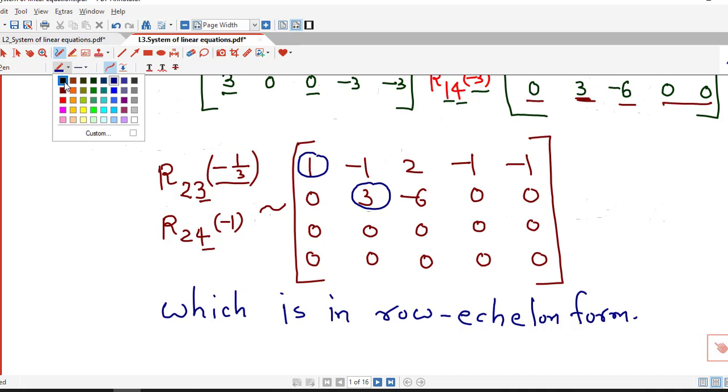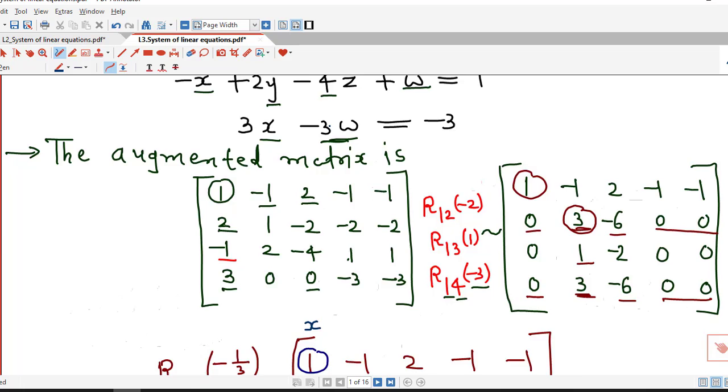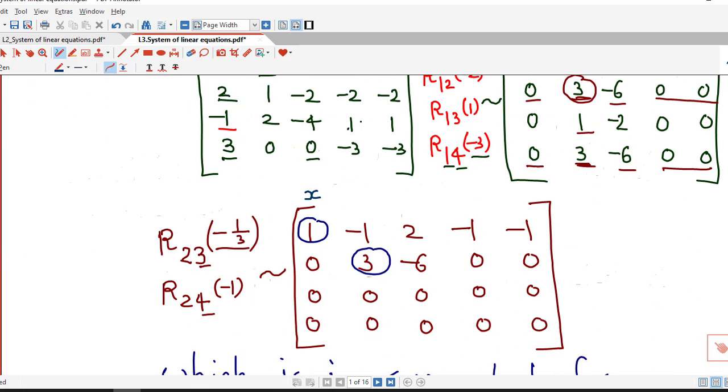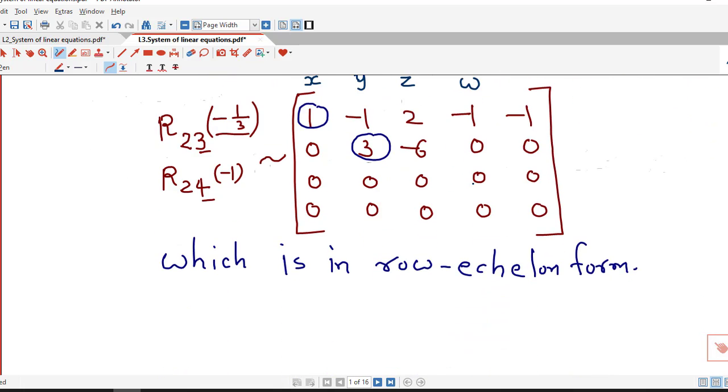And we know that the first column corresponds to coefficients of x. Here first column is for coefficients of x, then second column for y, third and fourth for z and w. So second column corresponds to coefficients of y, third for coefficients of z, and fourth column corresponds to coefficients of w.